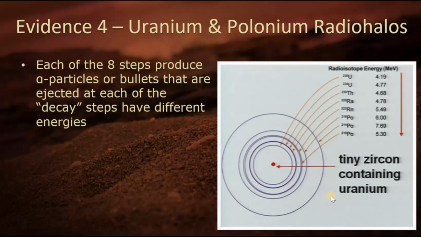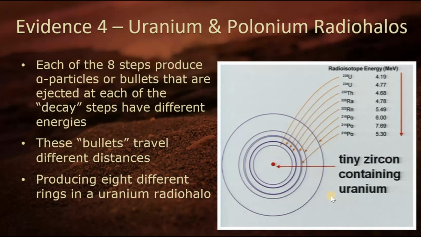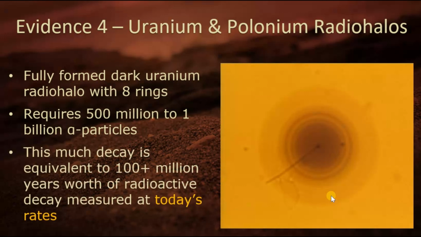Each of the 8 steps produces alpha particles, or bullets, that are ejected at different energies. And these bullets travel different distances, producing 8 different halo rings. And here's a picture of it. A fully formed dark uranium radiohalo with 8 rings. When you see this in granite, it means the granite has suffered at least 100 million years of radioactive decay extrapolated at today's rates. So this much decay is equivalent to 100 million years worth of radioactive decay measured at today's rates, as I mentioned.